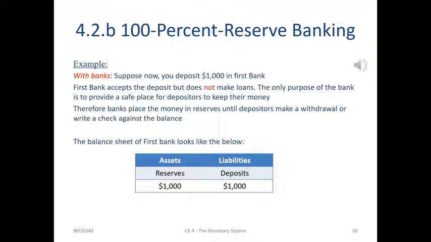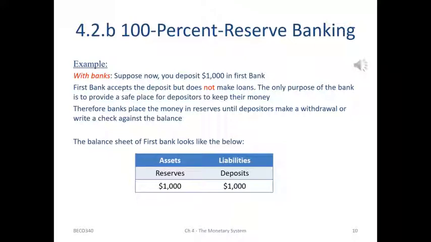Example with banks. Suppose now you deposit $1,000 in First Bank. First Bank accepts the deposit but does not make loans. The only purpose of the bank is to provide a safe place for depositors to keep their money. Therefore, the bank places the money in reserves until depositors make a withdrawal or write a check against the balance.